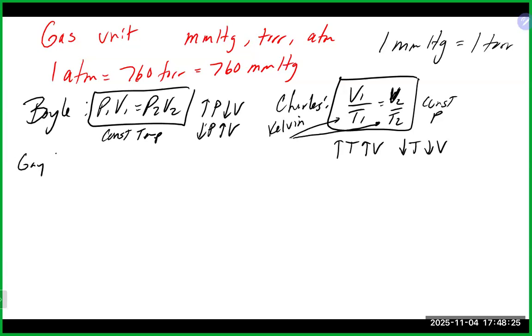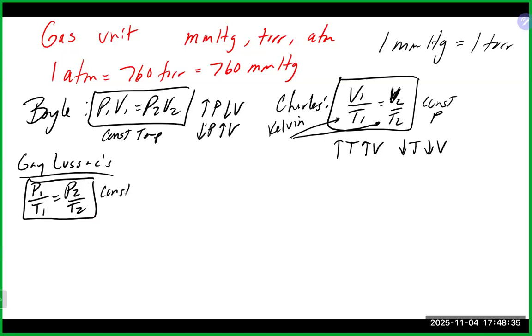We had Gay-Lussac's law, and that's P1 over T1 equals P2 over T2. In this case, this is constant volume. So we're not going to get that adjustment of the volume like we do in Charles' law. And that means that when you do increase the temperature, you will see an increase in the pressure because we'll have more collisions. As we decrease the temperature, we'll see a decrease in the pressure.